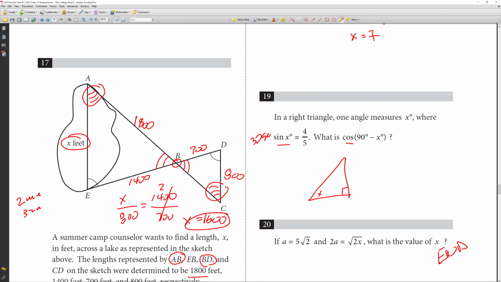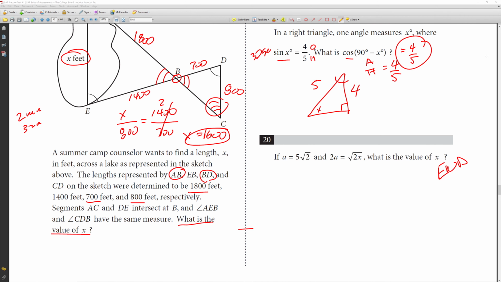It tells you the sine of x is 4/5. Sine is opposite over hypotenuse. So this is 4 and that's 5. Let's write this down: opposite over hypotenuse. It's asking you what's the cosine of 90 minus x. The only angle that's left with 90 minus x is this one. So what is the cosine of that angle? Well, cosine is adjacent over hypotenuse, 4/5. That's what I'm talking about.